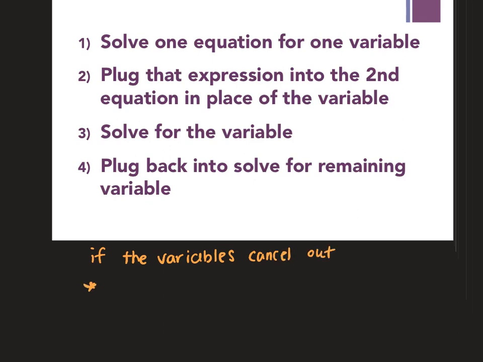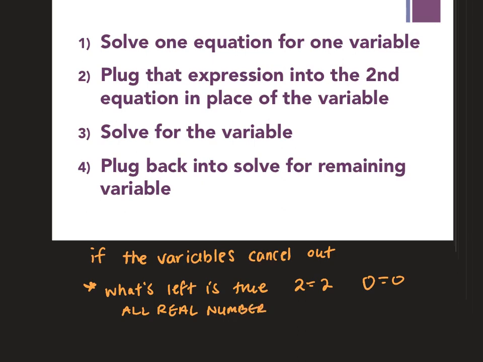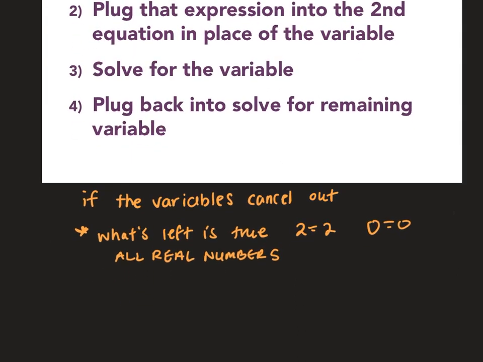And what's left is a true statement, like 2 equals 2 or 0 equals 0, then this is an all real numbers scenario. If what's left is a false statement, like 0 equals 2 or negative 1 equals 4, then the answer is no real solution.